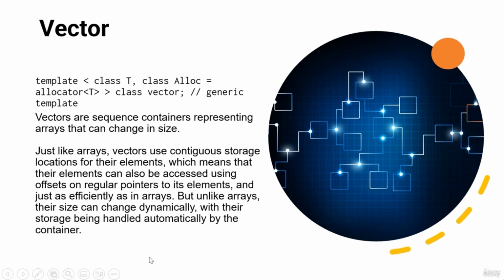Vectors are sequences representing arrays that can change in size. So vectors are basically dynamic arrays, and they use contiguous storage locations for the elements, which means that the elements can also be accessed using offsets on regular pointers to its elements, just as efficiently as in arrays. To initialize a vector, you can use class T, class Alloc, and class vector.